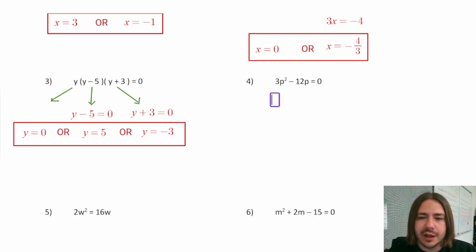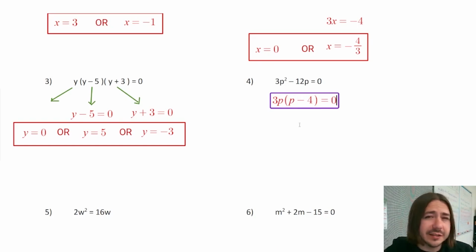So notice here, both of these terms are divisible by 3. Right? 3 is divisible by 3, 12 is divisible by 3. Then we can also divide out a p. So when you're factoring this GCF, you need to divide each term by whatever the GCF here is. And so 3p squared divided by 3p, you're just going to be left with p. And 12p divided by 3p is going to be 4.